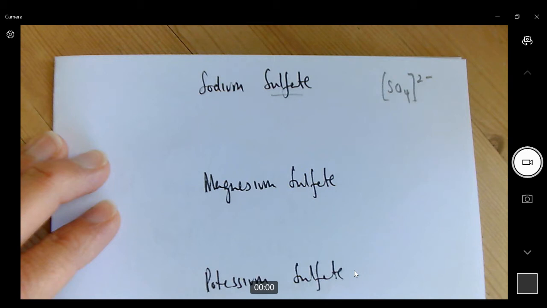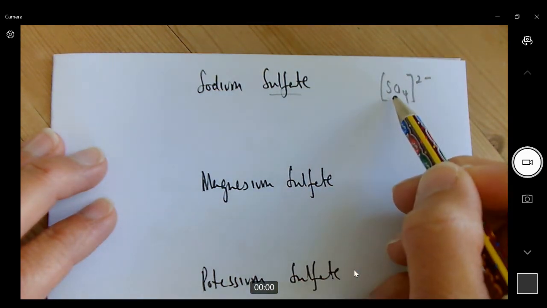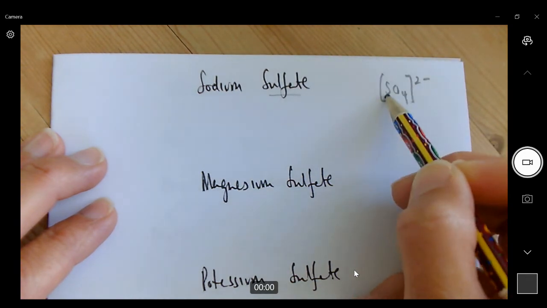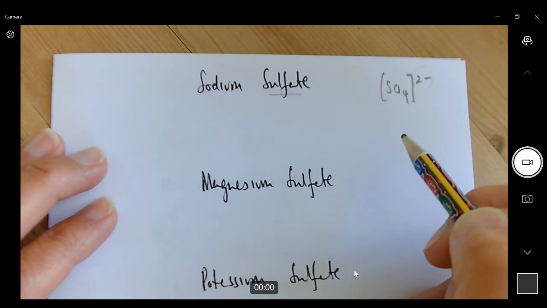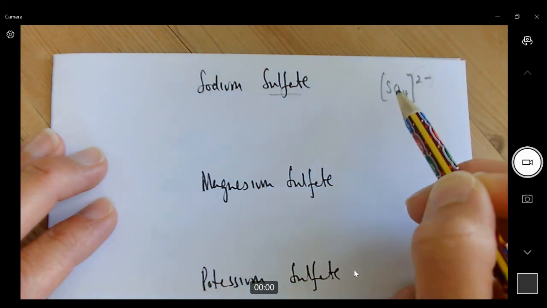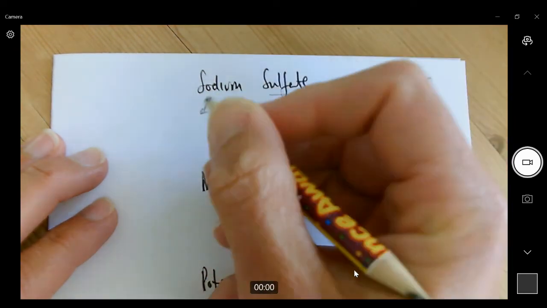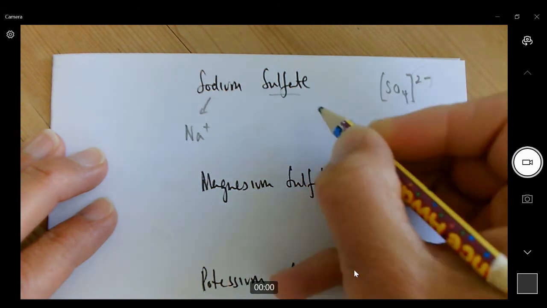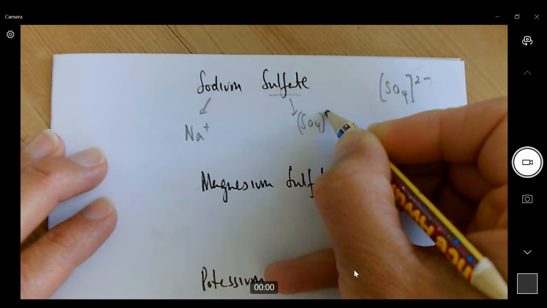You just need to learn this. You need to learn that a sulfate has the formula SO4 and that this whole unit, 1 sulfur and 4 oxygens stuck together, has an overall charge of -2. You need to learn it. So sodium, group 1, +1. You know, a sulfate ion is SO4 with an overall charge of -2.